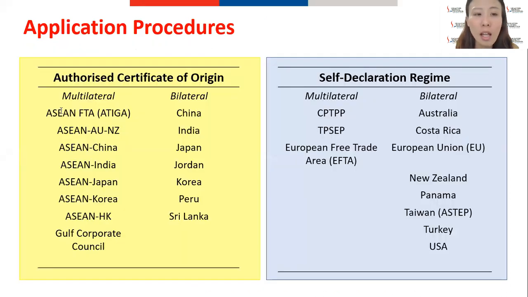So as mentioned, there are two regimes for using an FTA to get preferential import tariff for your goods to your customer: the authorized certificate of origin or self-declaration regime. Most of you would be familiar with the authorized certificate of origin regime, such as the Form D or Form E, or you might have already been using it. So this table shows the respective FTA and their regimes.